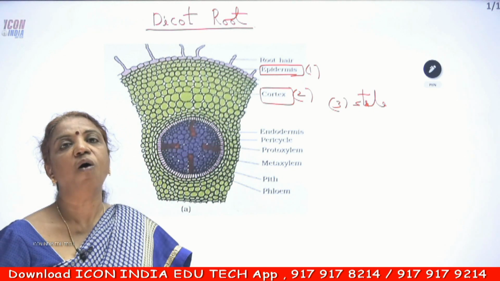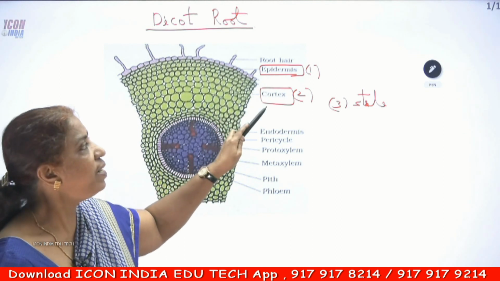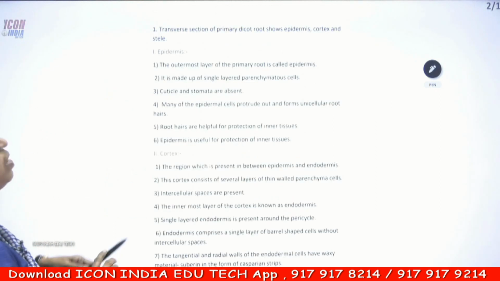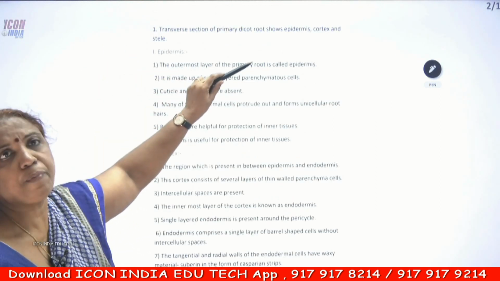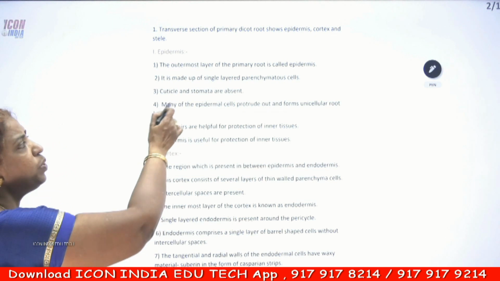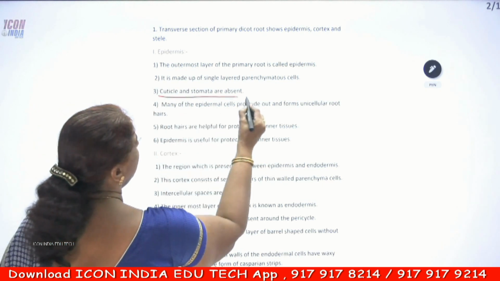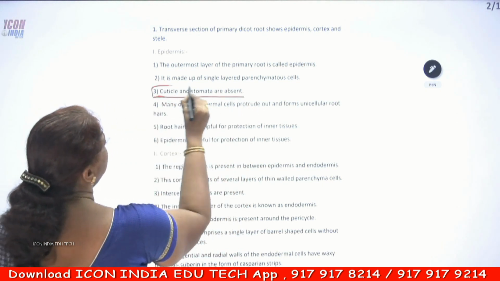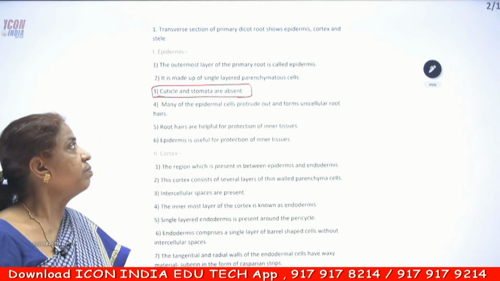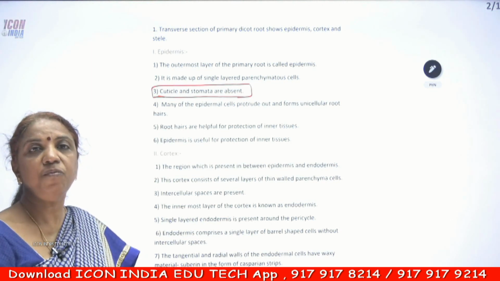The next one is the outer epidermis. Below that, the cortex is there. The cortex is divided into 3 parts. The epidermis is the outermost layer of the primary root. It is single layered and parenchymatous. The cuticle and stomata are absent in the dicot root. This is the main point in your examination; the examiner checks whether this point is there or not. The epidermal cells produce root hairs, and the function of root hairs is absorption of water and minerals.